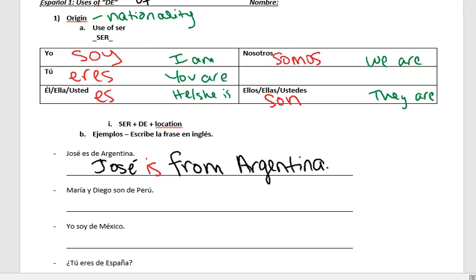Alright, let's look at número dos. María y Diego son de Perú. So María and Diego are two people. Looking at our subject pronouns, I, you, he, she, we, or they, which one is going to complete María y Diego? It is going to be they. And we know son is they are. In this context, we know de means from. And then Perú.